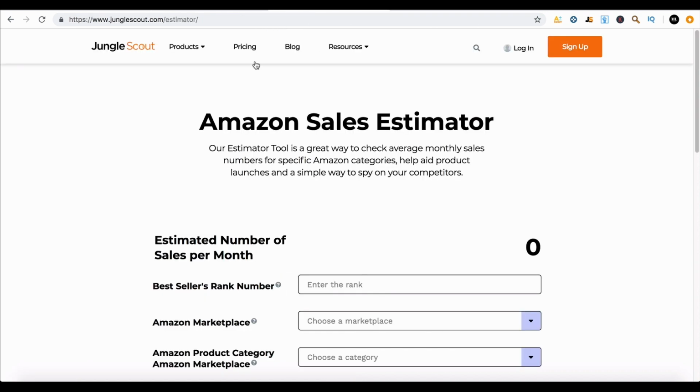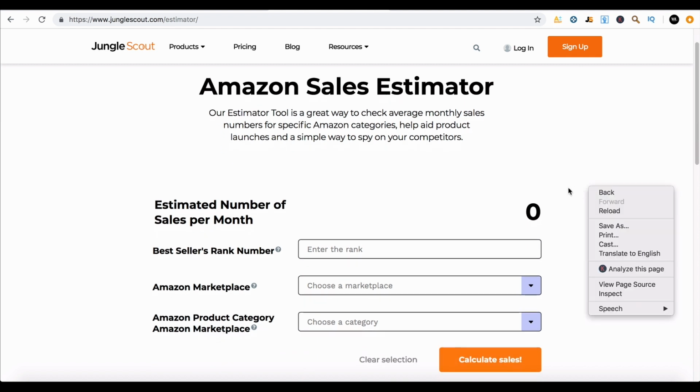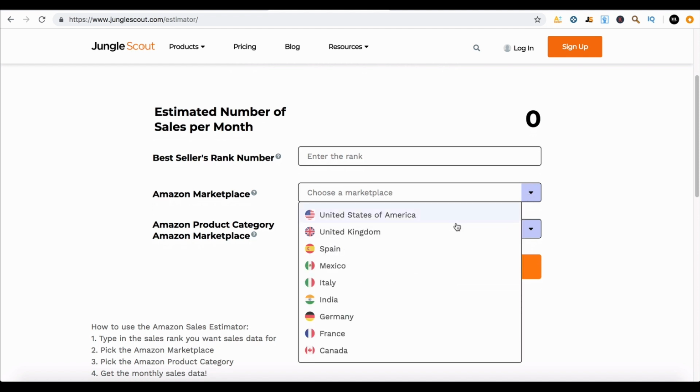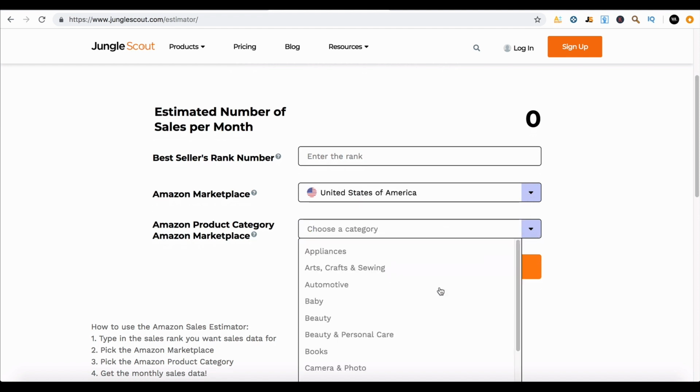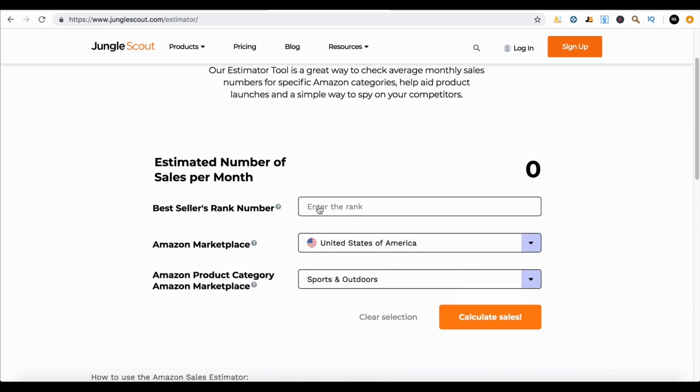So we go to junglescout.com/estimator. This is a completely free website to use. You do not need to log in. You do not need to sign up. It's completely free, and that's junglescout.com/estimator. And you're going to choose your marketplace. I'm in the US, and we're looking into the sports and outdoors category. Click on sports and outdoors, and we want to know the sales velocity. So like I said, I think it stays around the 20,000, and it sells 150 units a month.